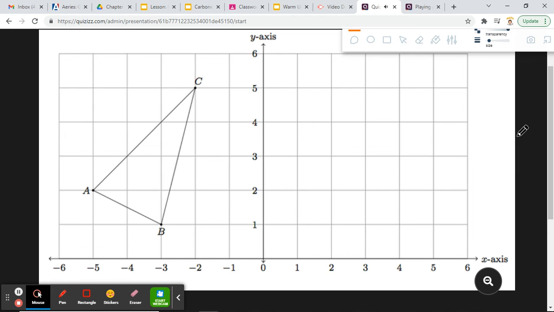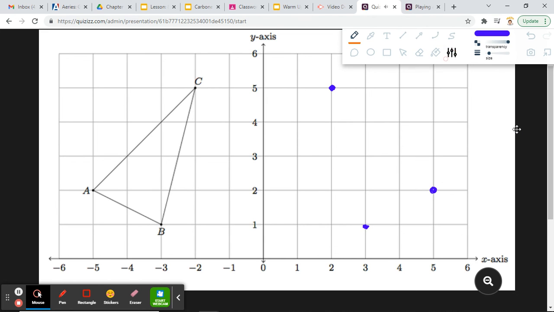So this point C is how many units from our y-axis? There's 2 spots from our y-axis, so we have to go 2 spots in the other direction. Same with our A's and our B's. The A is 5 units from the y-axis, so I need to go 5 units to the right. My last point here, B, is 3 units from my y-axis, so I need to go 3 units to the right here. So this would be my new A, B, and C, my new figure.